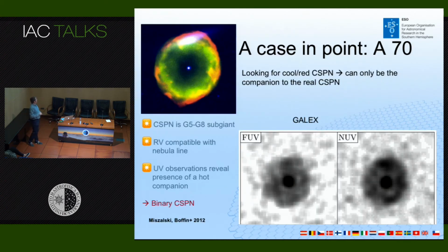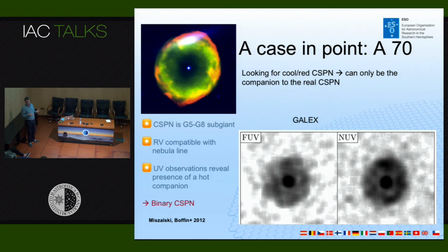They do exist. We have some other examples. This is Abell 70. When we look at this star from the photometry, we could see that it is very cool and very red, so there is no way that this can be the real central star that is ionizing the nebula. It has to be a binary system. And indeed, when we look at the GALEX data, in the ultraviolet, we can see that there is an object there which must be very hot, which is ionizing the nebula. But the object that we see here must be a companion.